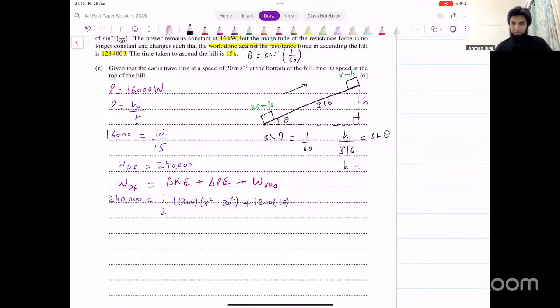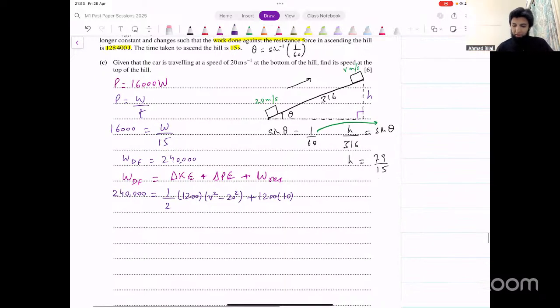Three one six over 60, 79 over 15. Okay, so h turns out to be 79 over 15. Right, so basically we just input 1 over 60 there. We know that sine theta is 1 over 60, so we input that there. Okay, so now mgh becomes 79 over 15. We keep this positive because the height is also increasing. Height is increasing, so this number is supposed to be positive.